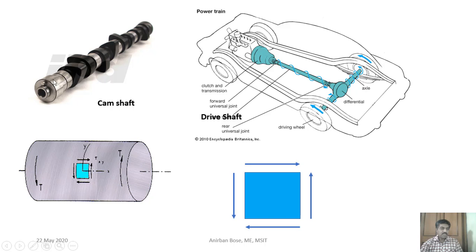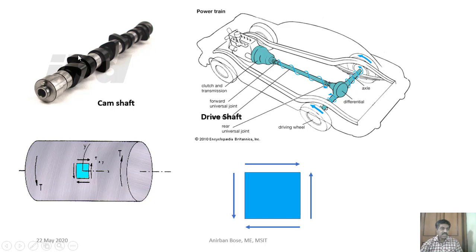Or you can see the camshaft. The camshaft actually controls the opening and closing of the inlet valves and the exhaust valves in the engine cylinders. Or you can see the drive shaft. Through the drive shaft, the engine power goes to the driving wheels in the axles. So this is the shaft.